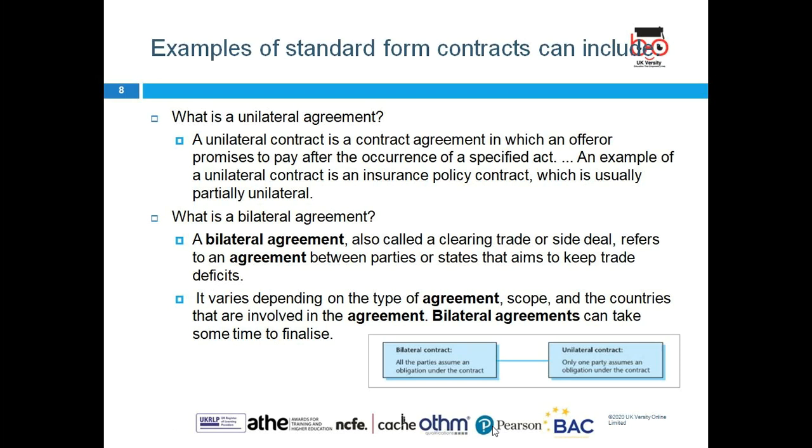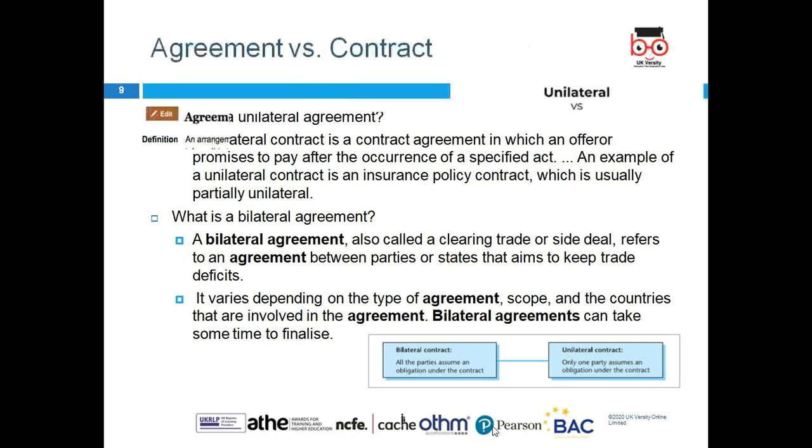And in a bilateral contract, all the parties assume an obligation under the contract. All the parties. Trading or side deals refer to an agreement between parties, or the state that aims to keep trade. So we need to make sure we have an agreement there.